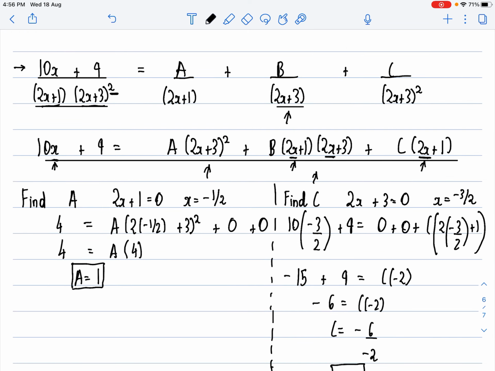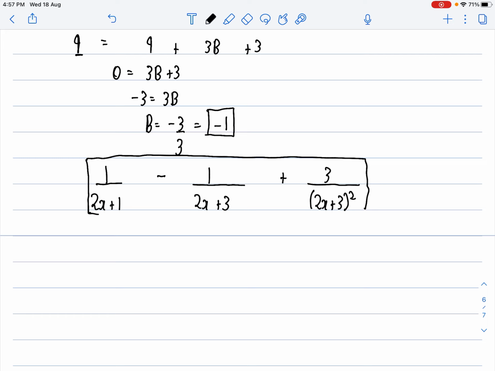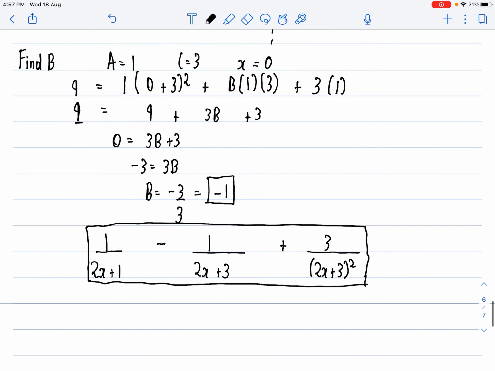Correct? Which I have. So now I can write this as 1 over 2x plus 1, plus, or actually minus, because b is minus 1, so I get minus 1 over 2x plus 3, plus 3 over 2x plus 3 the whole square. So this is basically my final answer. Correct? This is the final answer of the partial fraction. So this is basically the type 2 form concept.